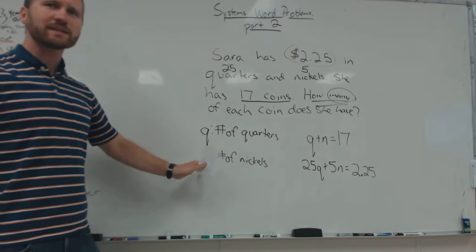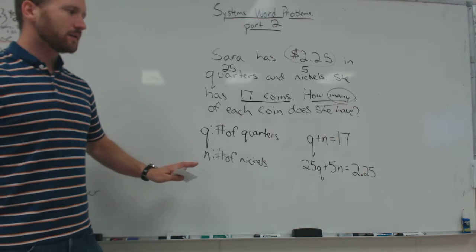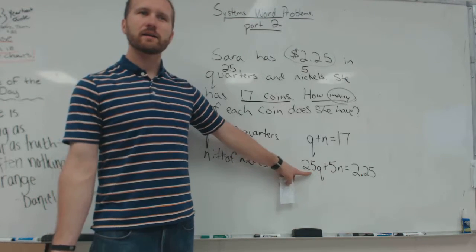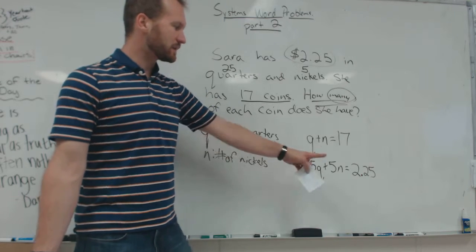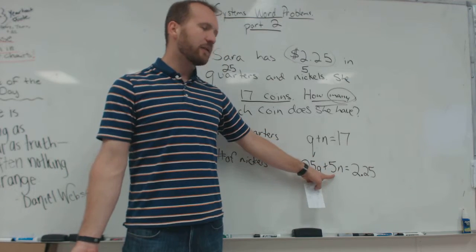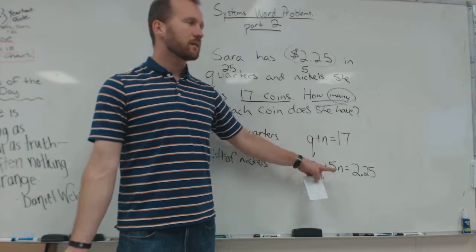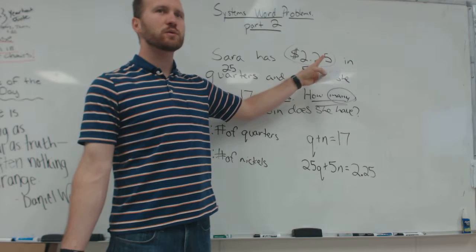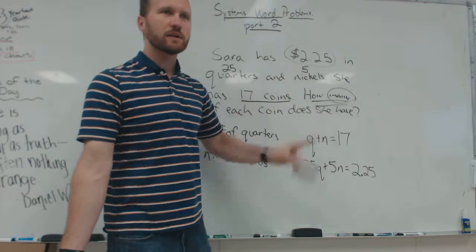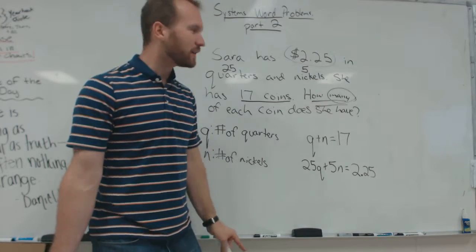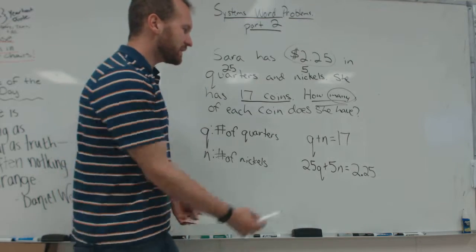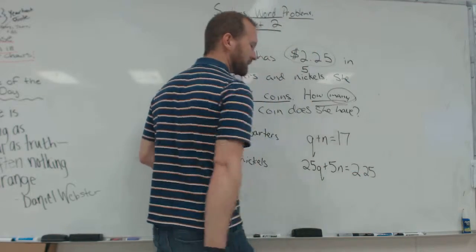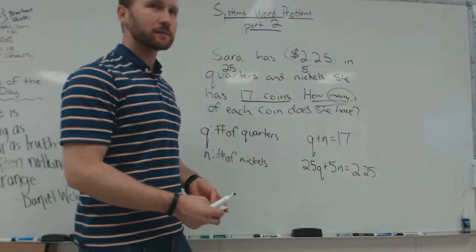You should be going, whoa, wait a second. How much is a quarter worth? 25 cents. How much is a nickel worth? 5 cents. How much does she have? 225 dollars. But these are cents. So we need to have this one in cents. So it's 225 cents.